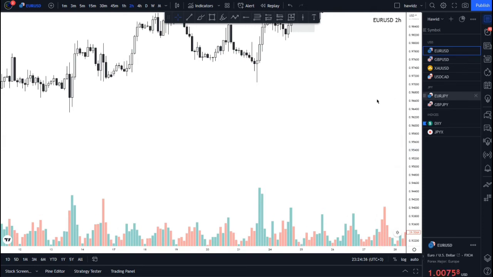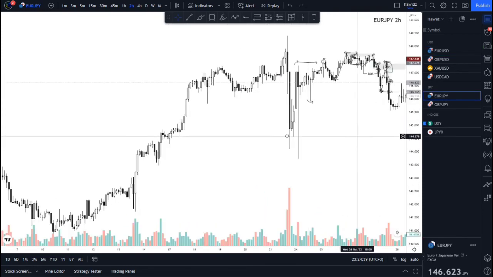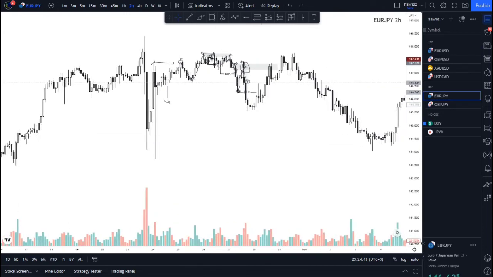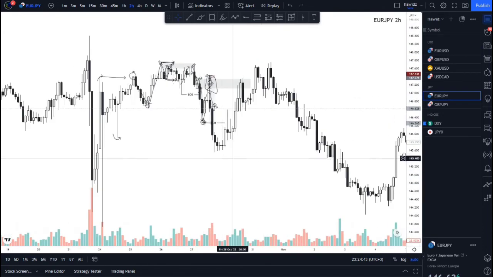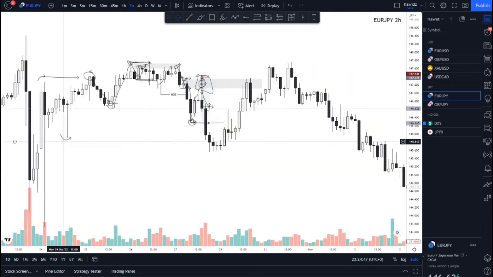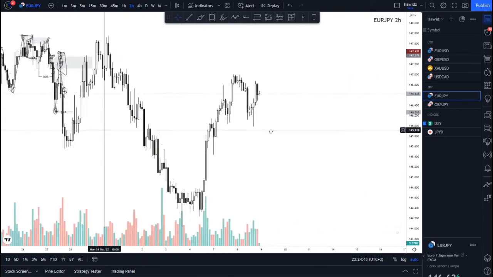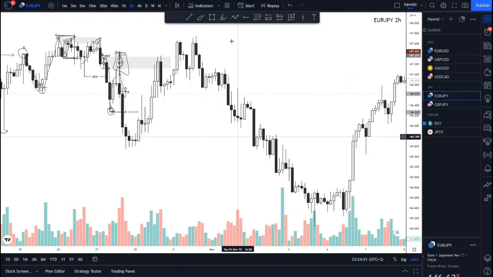So yet again, we now come to another pair. This is the Euro JPY. Now, lo and behold, let's look at how this volume profile is acting on this specific pair. So let's zoom in a little bit and start sticking our lines, right? So let's start from where this is, the Euro JPY.